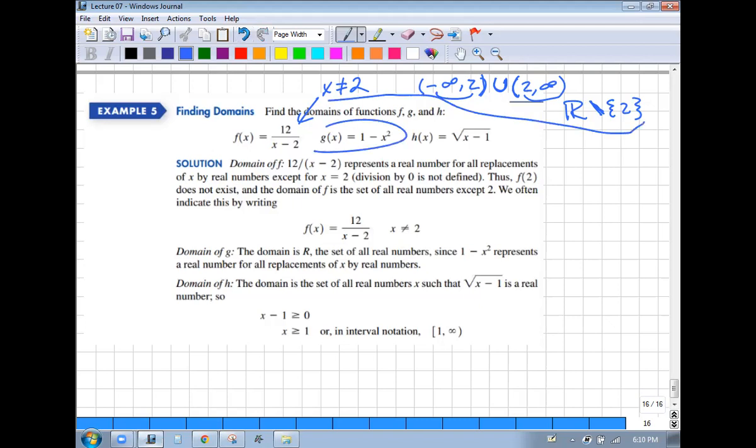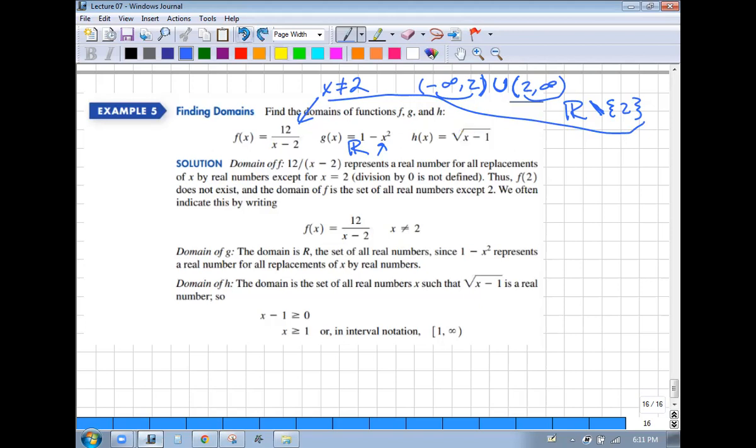This thing, I can square any number I want and then subtract that from 1 and I get a number, right? So the domain for this thing here is any real number, any number you want. Plug in any number you want and it's fine. I could square it and subtract that from 1 and I get a number.